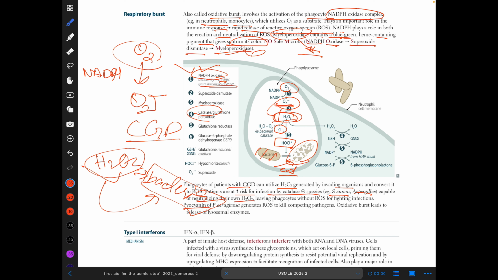The pyocyanin of P. aeruginosa generates ROS to kill competing pathogens, and the oxidative burst leads to release of lysosomal enzymes. This is just an immune response, or killing of bacteria by the free radical, and this was already discussed in the general pathology free radical topic, if you guys remember.